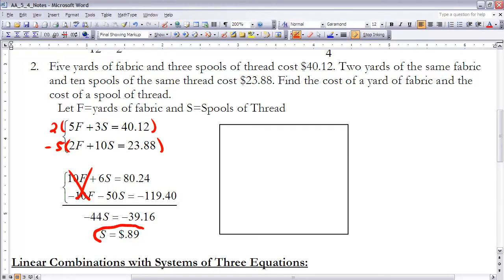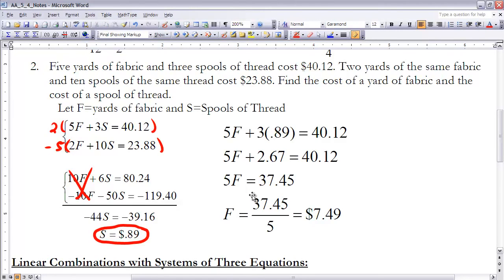Once I have that value, that's one thing that I need to know. The other thing I need to know is how much the fabric costs. Now that I know S, I can plug it into any one of my equations. Any one of these four equations will work. I've just decided to plug it into the very first one here. I put 89 cents in for S and multiply it through. 5F plus 2.67 is equal to 40.12. Subtract $2.67 from both sides and then divide by 5. So F would be equal to 37.45 over 5, which comes out to be $7.49. Therefore, that would be the cost of the fabric per yard, $7.49. And we've now solved for what we were asked to solve for.